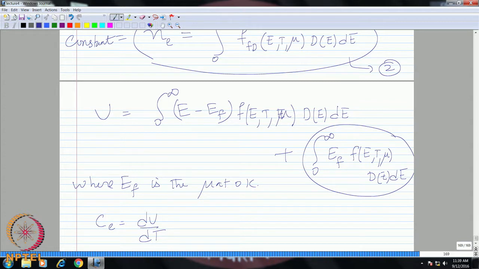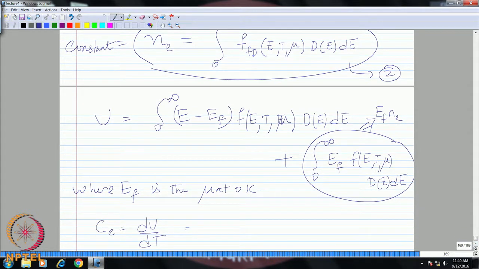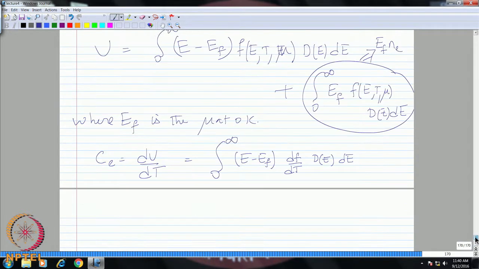F is a function of temperature. Correct. So, we have now defined Ne as integral this. So, this can be written as Ef into Ne, correct. Ef is a constant. So, Ne is a constant, Ef is a constant. The derivative of this will not change with respect to temperature. Okay. So, what will change out of this first term with respect to temperature? Only the distribution function is a function of temperature. So, you have E minus Ef into df by dt d of E dE, right.